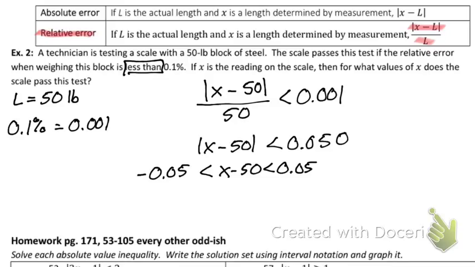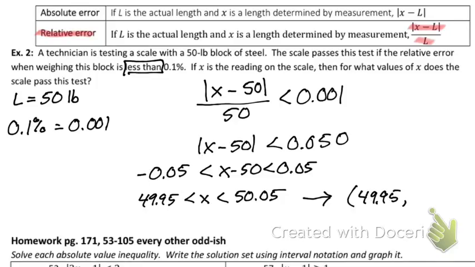Now we just add 50 to both sides, yeah? Oh, wait, no, never mind. Okay, now we just add 50 to both sides to get 49.95 has to be less than x, or x has to be bigger than that, which has to be less than 50.05. So as long as the scale is between 49.95 and 50.05, it passes.